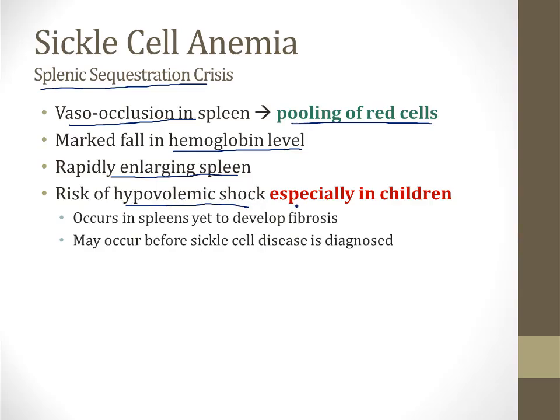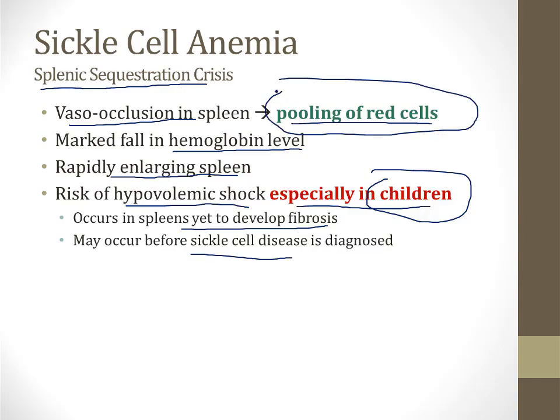This especially can happen to children. This happens in spleens that are yet to develop fibrosis, and that's true among children who have this condition. And sometimes this is the way the condition is first discovered. Before the child is diagnosed with sickle cell disease, they present to a physician with shock. There's pooling of red cells and an enlarged spleen, and the diagnosis of sickle cell disease is made after this complication develops.